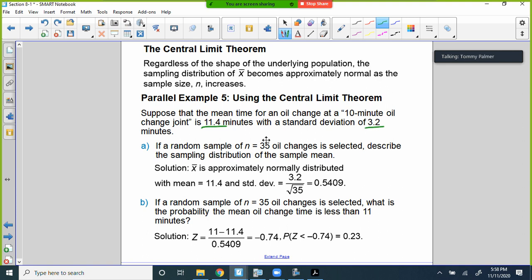If a random sample of 35 oil changes is selected, describe the sampling distribution of the sample mean. We're looking at the distribution of the sample mean. So, solution: x bar is approximately normally distributed, with a mean of 11.4. The mean of the sampling distribution of the sample mean is equal to the mean of the population. But the standard deviation is going to be the population's standard deviation divided by the square root of n, and n happened to be, guess what? 35.